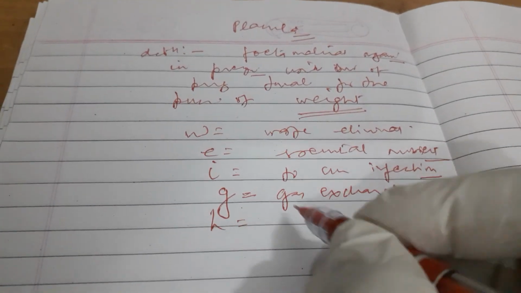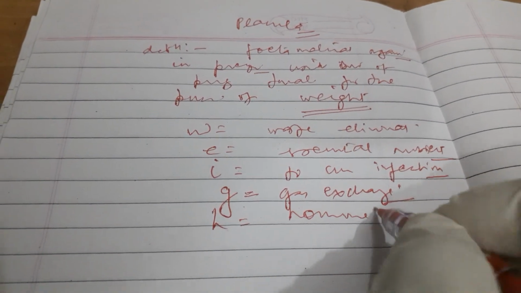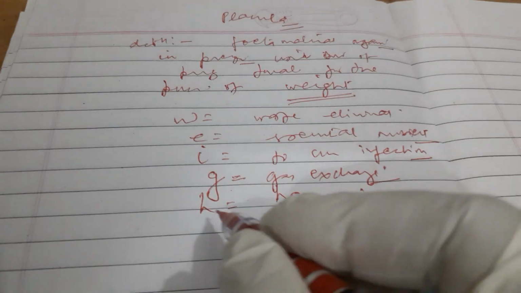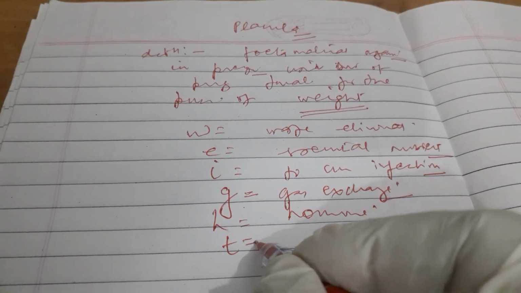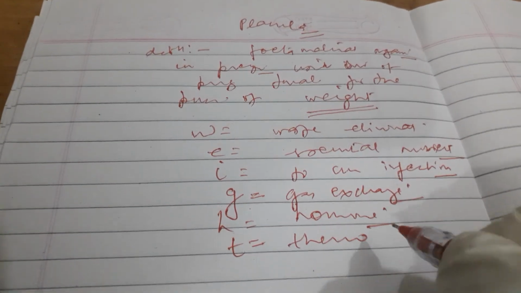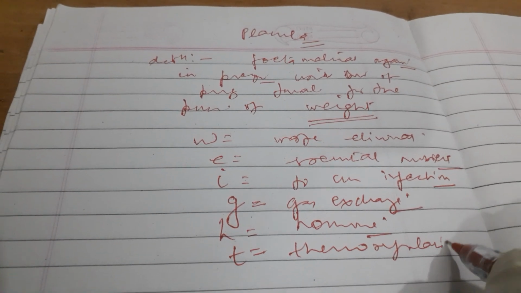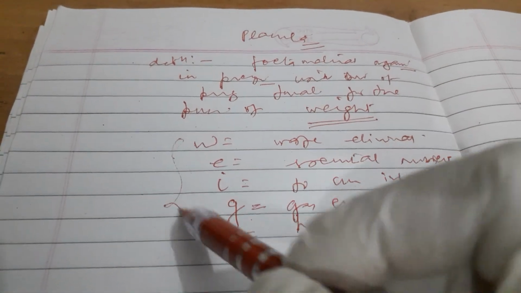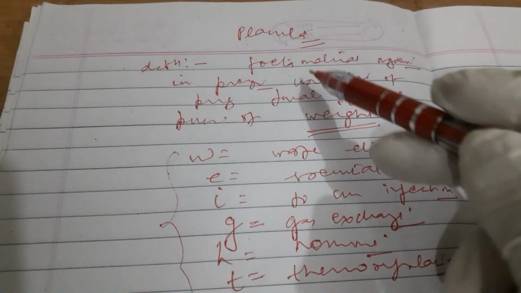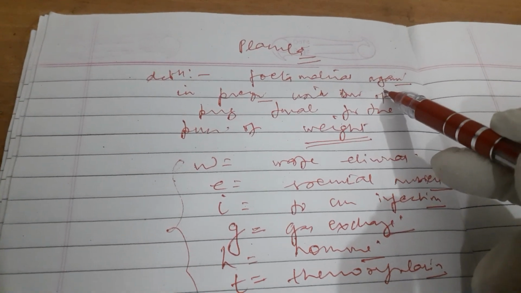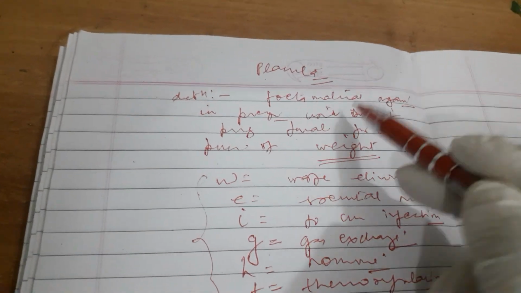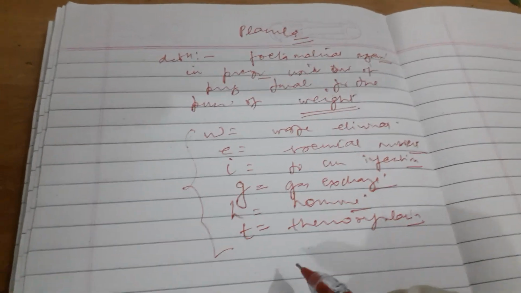H for hormone in order to maintain the pregnancy, and T for thermoregulation. For these purposes, there is a combined organization during pregnancy. That is called the placenta.